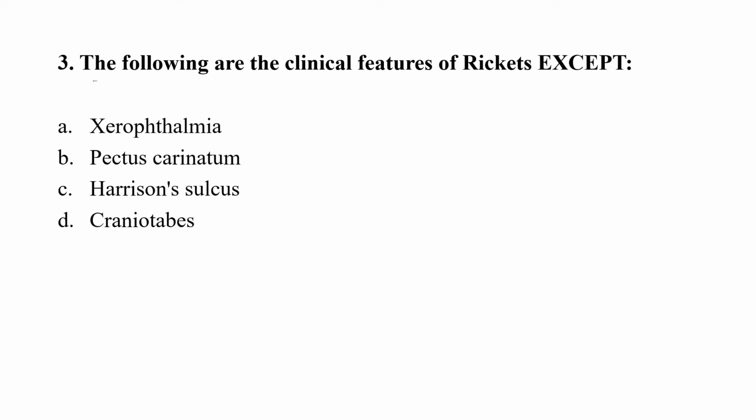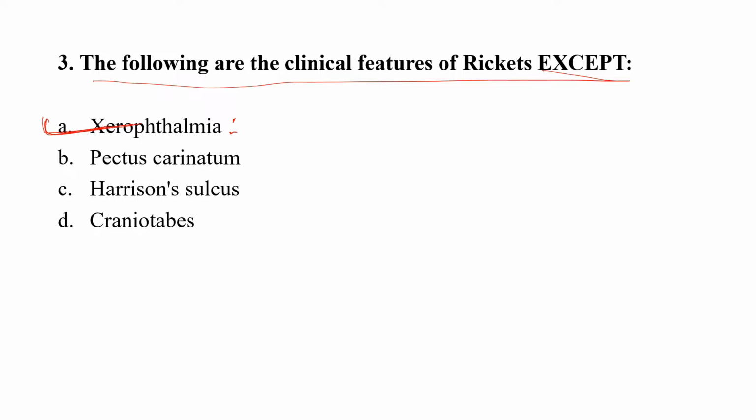Question number 3. The following are the clinical features of rickets except: option A, xerophthalmia; option B, pectus carinatum; option C, Harrison sulcus; option D, craniotabes. The correct option here is option A, xerophthalmia. Here the question asks, the following are the clinical features except. So xerophthalmia is the correct answer.